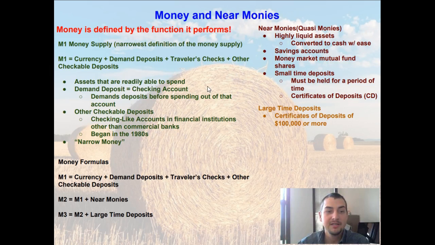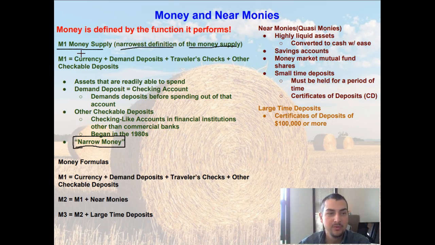You see, money falls into a couple of different categories, and money is actually defined by the function that it performs. So the very first one that we're going to talk about is the M1 money supply. This is the narrowest definition of the money supply, and because it is the narrowest definition, it's often called narrow money. So what exactly is the M1 money supply, and how do we calculate it?